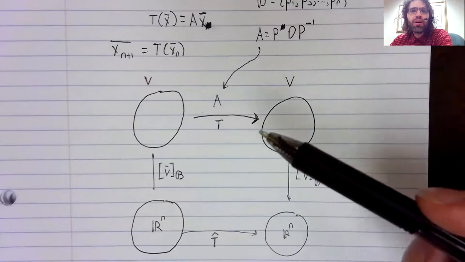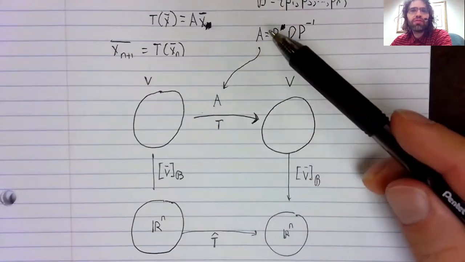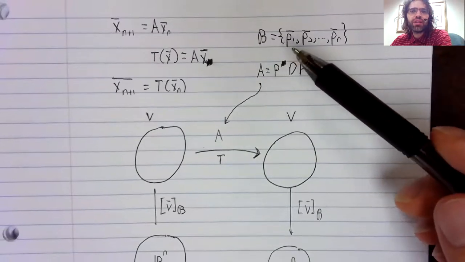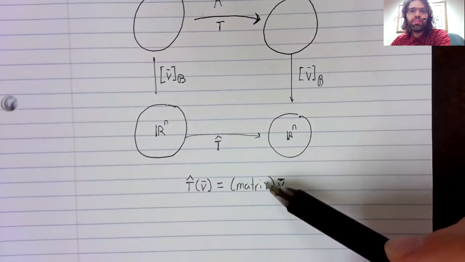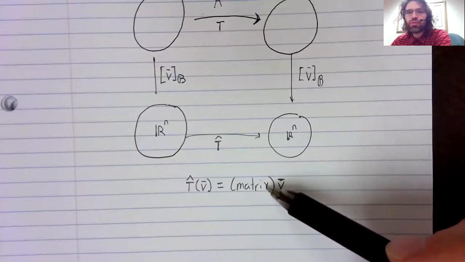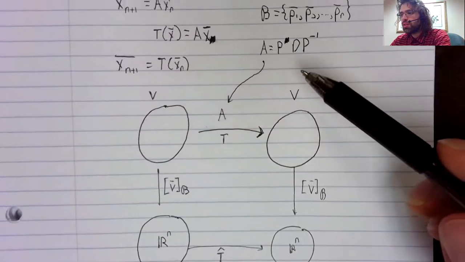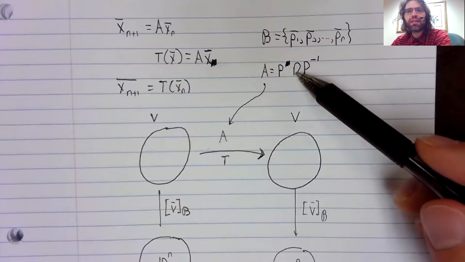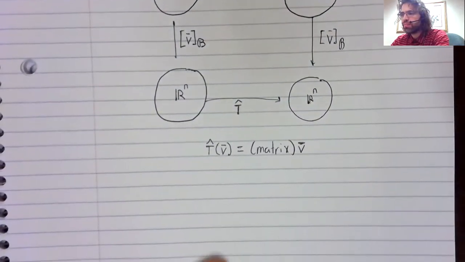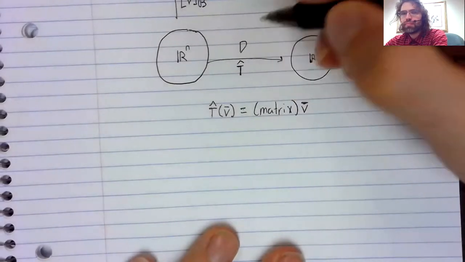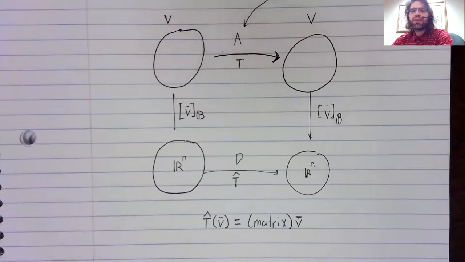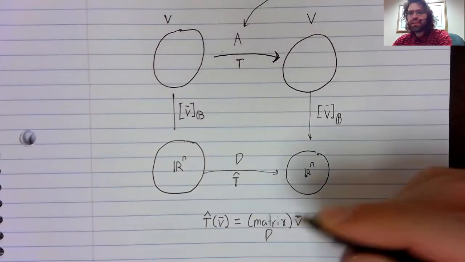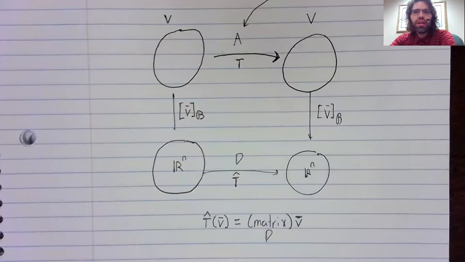Anyway, when this basis comes from the diagonalization, this B matrix turns out to be the diagonal matrix in the diagonalization. And that seemingly quite abstract result is going to have important implications in the next section.